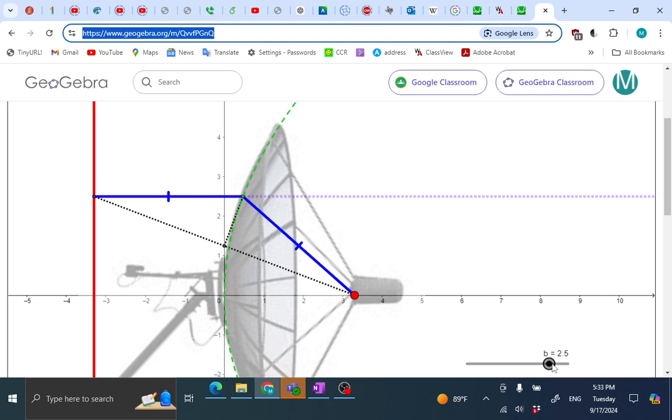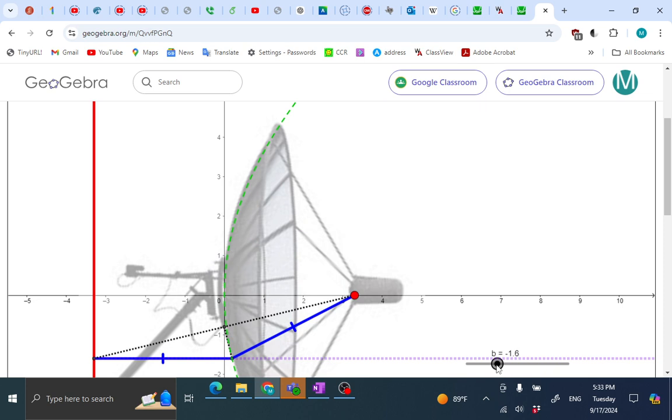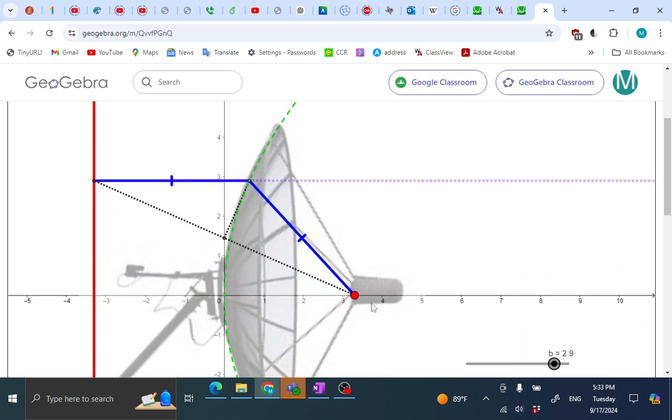So if I just move that pink line top to bottom, regardless of where that line comes in, it always bounces off of this surface so that it will go through this point. Presumably at this point you have a receiver, and this shape is the most optimal shape you can have for concentrating all of your wave at one point.